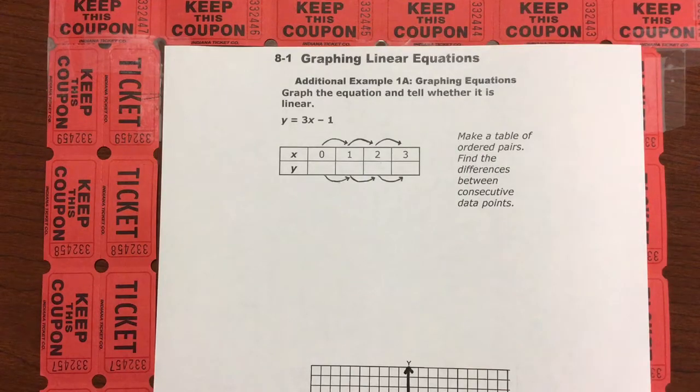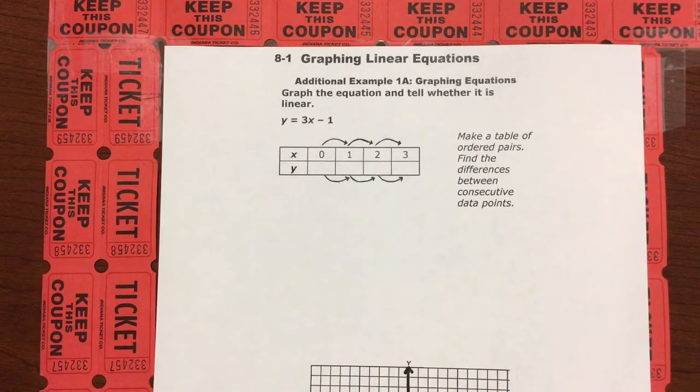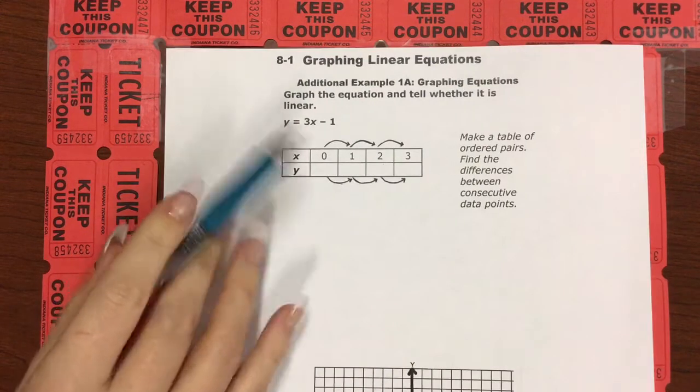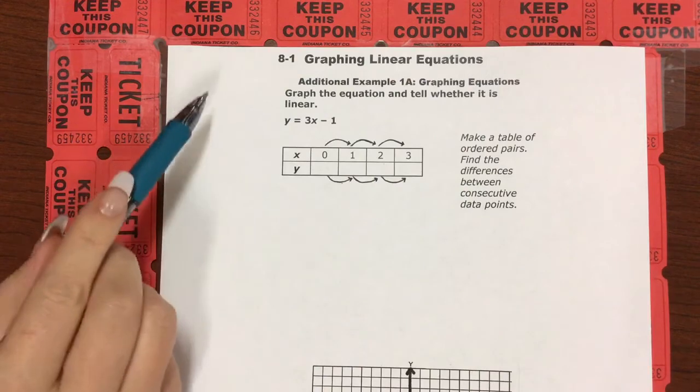Hey everyone, we are working on example 1A, graphing equations. So we are going to graph the equation and tell whether it is linear. If we just look at this equation, y equals 3x minus 1, the first thing we want to notice is what we were talking about in the last video, having some math street smarts.